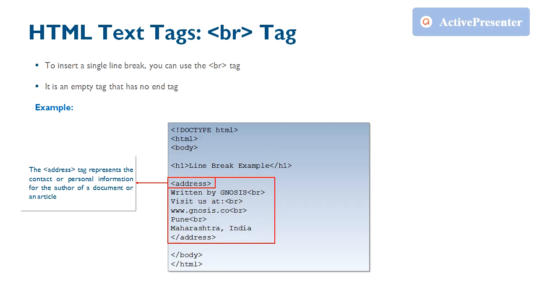Inside this address tag, we have used written by GNOSIS BR. So after the BR, automatically visit us would appear in the next line, so on and so forth. So I'll take up this piece of code also in the lab session and show you what it looks like when we run this piece of code.